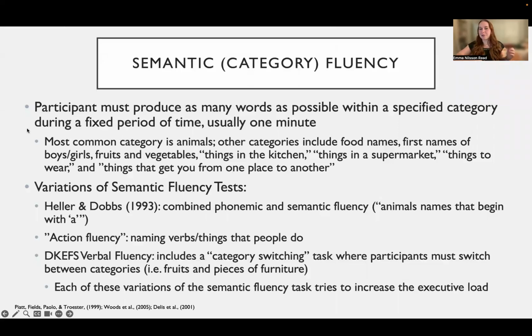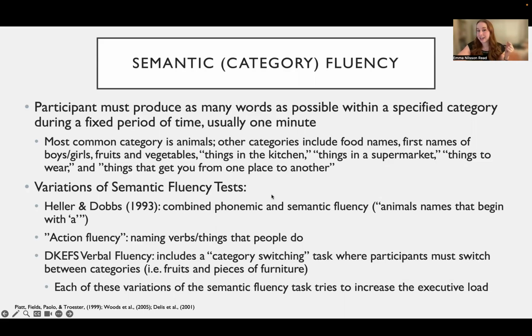The participant needs to produce as many words as possible within a specified category during a fixed period of time. The most common category that's used is animals, but other categories that are used in some verbal fluency tests include things like food names, first names of boys or first names of girls, fruits and vegetables, things in the kitchen, things in a supermarket, things to wear, things that get you from one place to another, modes of transportation. And then here are just some, so these are the standards that are used.